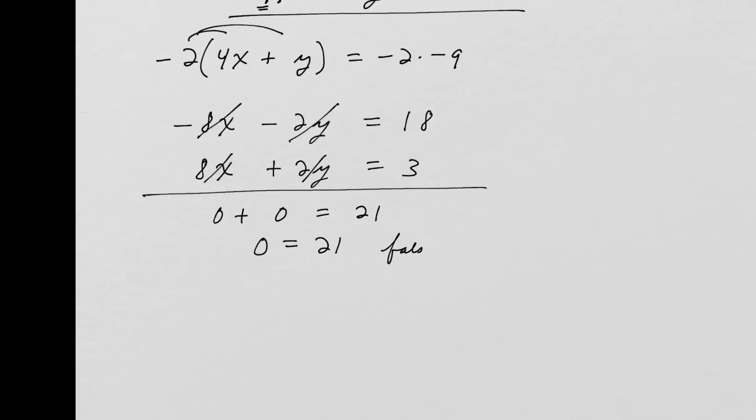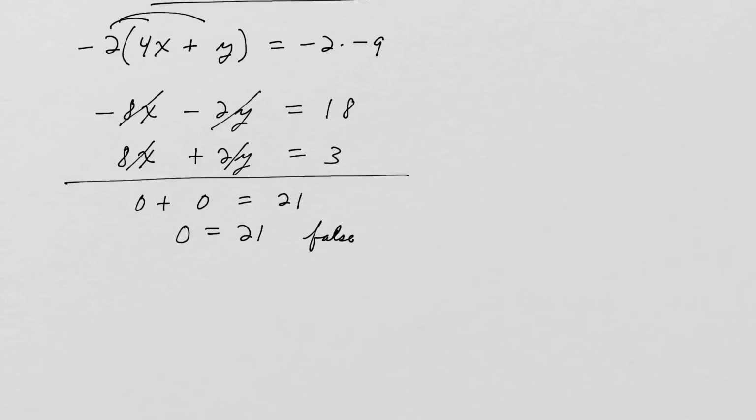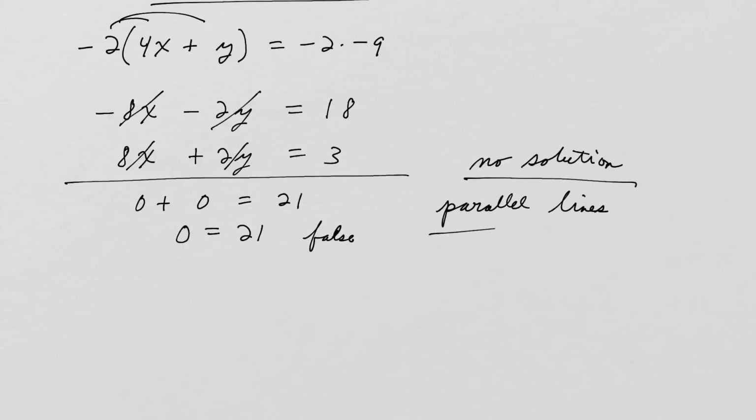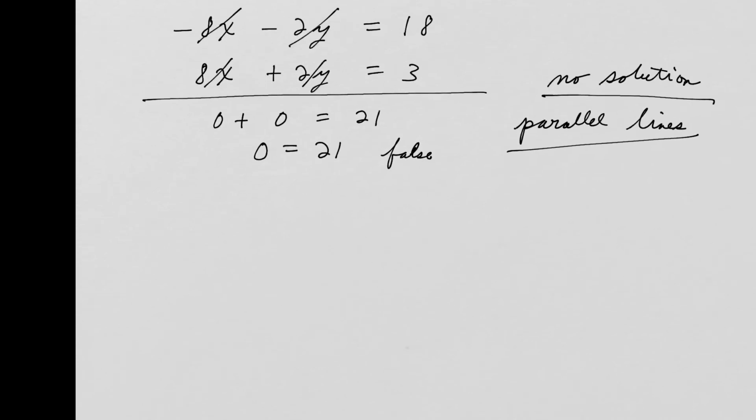This is always false, right? That's never true. 0 is not equal to 21, so that's false. So what does that mean in terms of solutions? If you get something like that, 0 equals some other number, something other than 0, then it means that there's no solution. But what does that mean in terms of the lines? Remember, it means that they don't cross, so they have to be parallel lines. So no solution, because they're parallel lines. Okay, and then the other special case would be this.